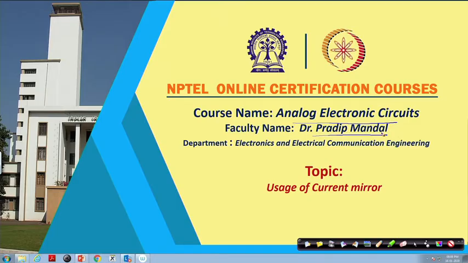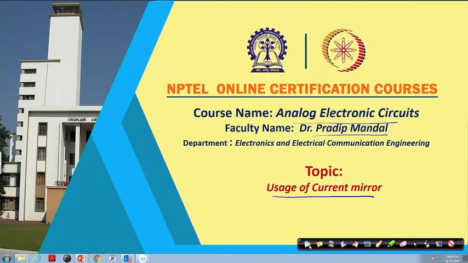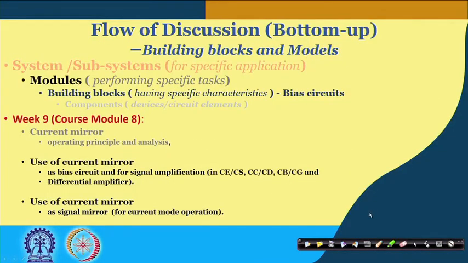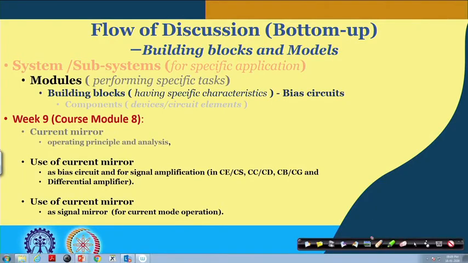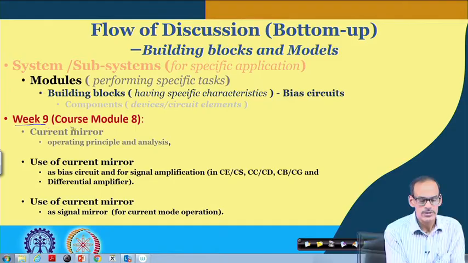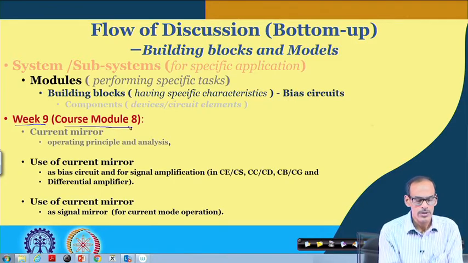Today's topic of discussion is usage of current mirror. So, we have started the current mirror circuit and today we will be talking about its application. According to our overall plan, we are in week 9. In fact, this is course module 8.